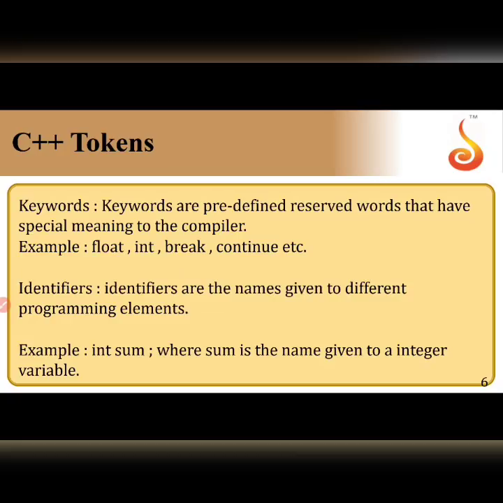A keyword is nothing but a word which already has a predefined meaning in a program, and you cannot change it. So, whenever a keyword is encountered, the compiler will know what it means. All the keywords in C++ are written in lowercase. For example, float. What does float mean? Whenever float is encountered, the compiler will know that you are declaring a variable or a constant of type float, wherein it is going to hold a floating point value.